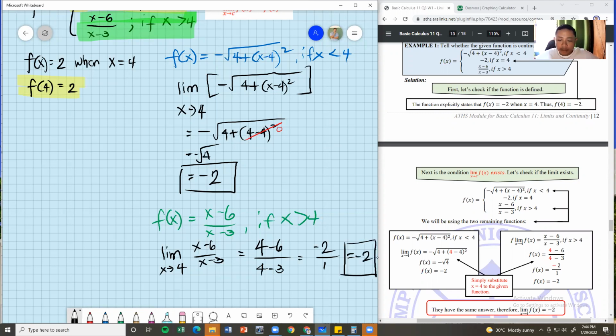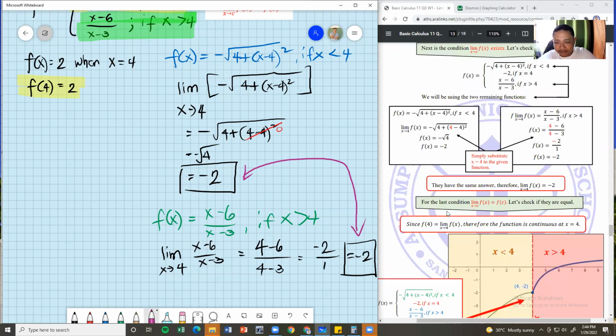So, what can you say about their values? What can you say about the value of their limits? Tingin nga, what can you say about the value of their limits? Type your answer in the chat box, please. I want to hear from you. What is the value of their limits? What can you say? They are the same. Correct.